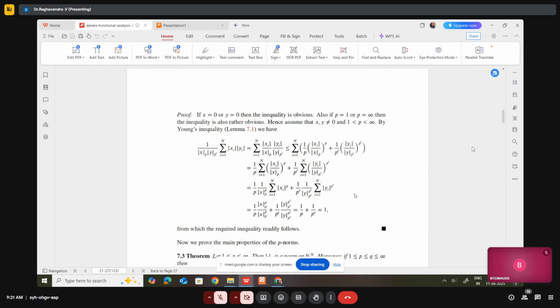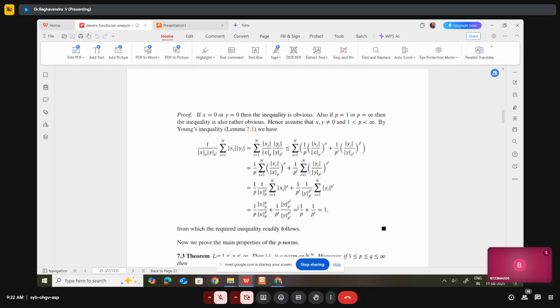Now what you have to simply see here is that this summation i equal to 1 to n of |xi| raised to p is nothing but the p norm of x raised to p. So this will be the p norm of x divided by the p norm of x, which cancels, and you get 1. Can you cancel it? Yes, you can cancel it. The reason is x is not 0 and y is not 0. Same story with the second term. So this cancellation of x raised to p and y raised to p in the two terms leaves 1 over p plus 1 over p prime.